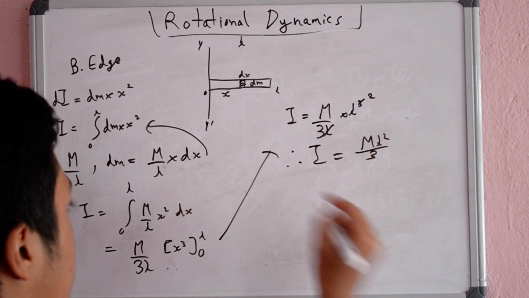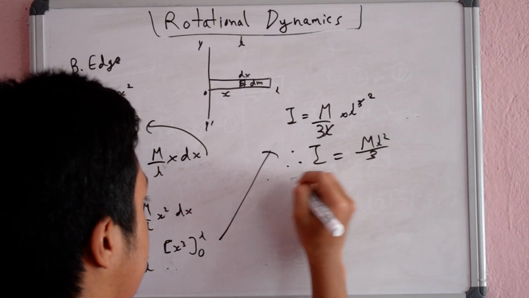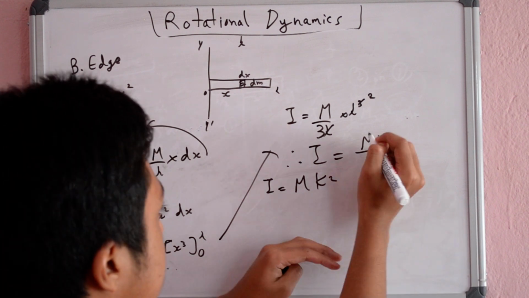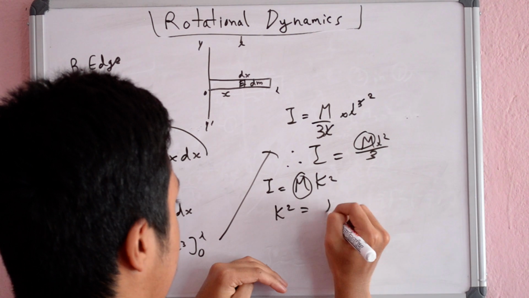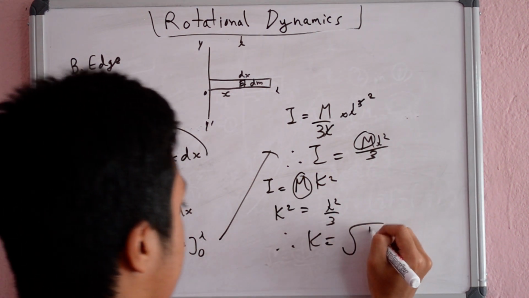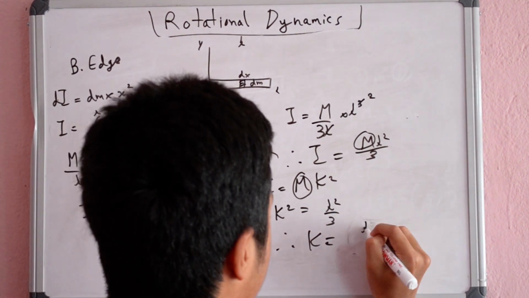Now again we can derive the radius of gyration for this. Well, this I is equal to M k square. The mass is the same, so that must mean k square equals L square by 3. That must mean the radius of gyration is root L square by 3. I'll just do it directly: L by root 3.